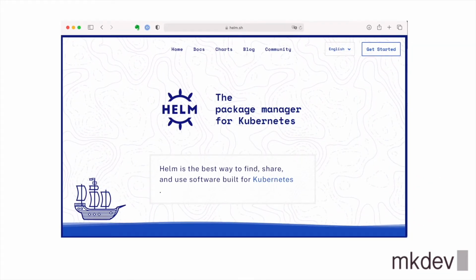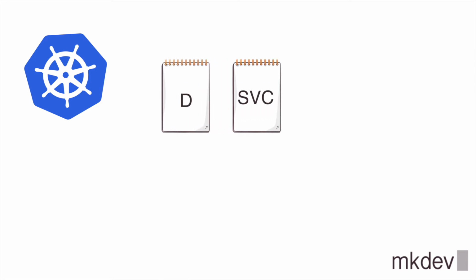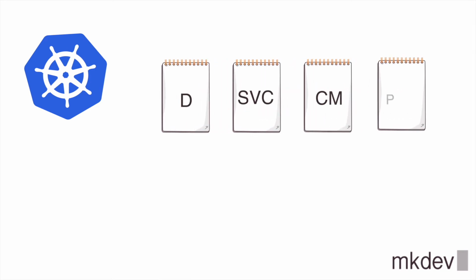Helm is a package manager for Kubernetes. This description, taken from the Helm website, doesn't really say much. Let's look at this from a different angle. When you deploy an application to Kubernetes, you end up with lots of YAML files. You need a YAML file for the deployment, for the service, for some config maps, and so on, for every object that your application needs.